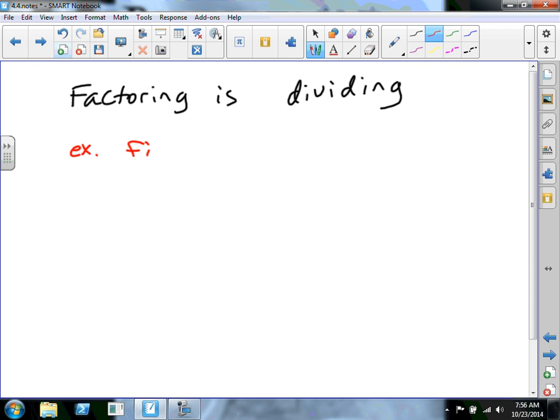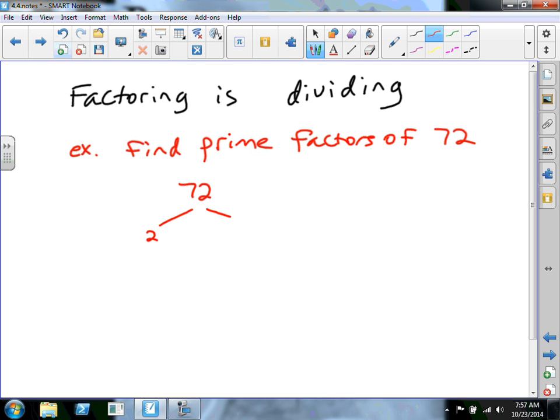Example, find prime factors of 72. Now, I don't know if you remember doing a prime factor tree or not, but when you do that, you start with the very first prime number. And the very first prime number isn't 1, it's that other one. What's the first prime number? It's 2. So we see, is 72 divisible by 2? And yeah, 72 is divisible by 2. So we break 72 off into its prime factors of 2 and 36.